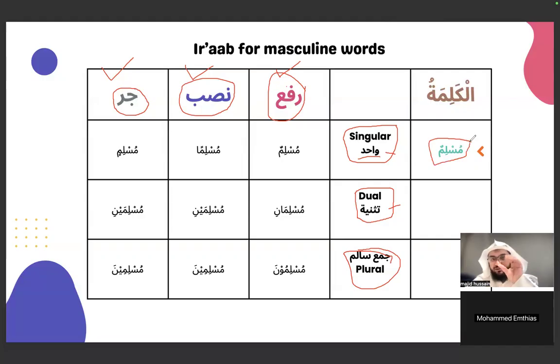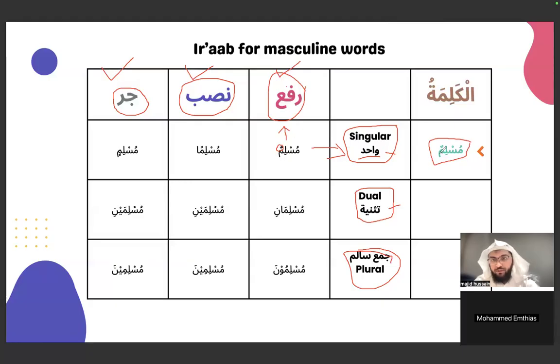In the singular version, when I see this word in the state of Rafa, it will have Dhammatain: Muslimun. So, if you find in the Quran a noun with two Dhamma, then you can absolutely say right away that this is a singular word and it is in the state of Rafa.